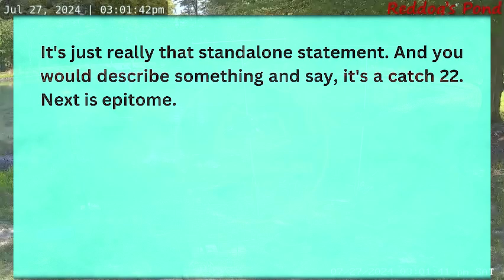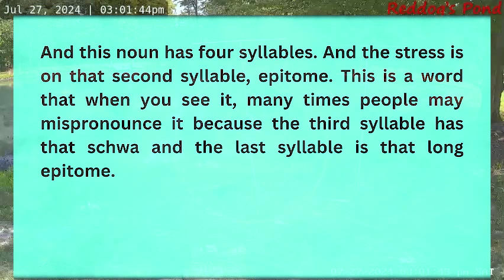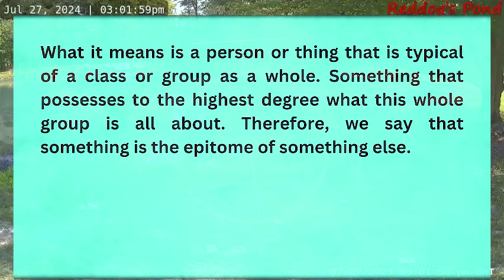Next is epitome. And this noun has 4 syllables. The stress is on that second syllable, epitome. This is a word that many times people may mispronounce because the third syllable has that schwa, and the last syllable is that long E. What it means is a person or thing that is typical of a class or group as a whole. Something that possesses to the highest degree what this whole group is all about.